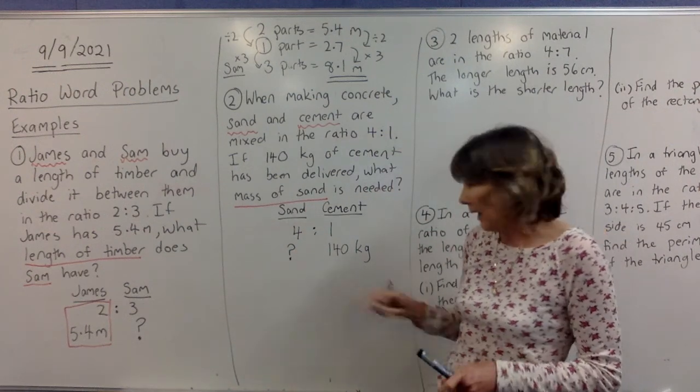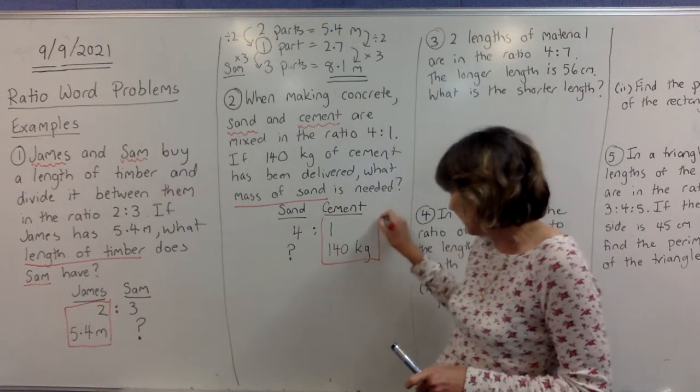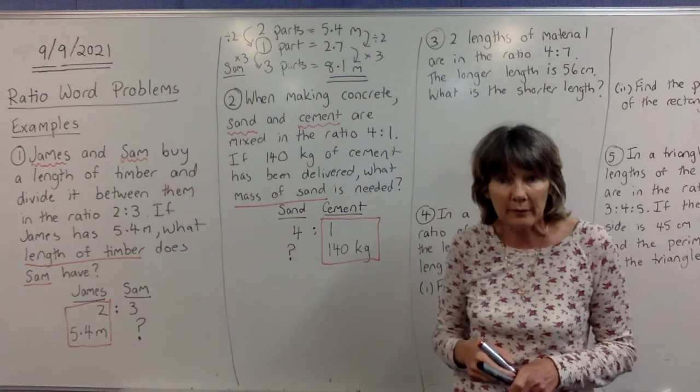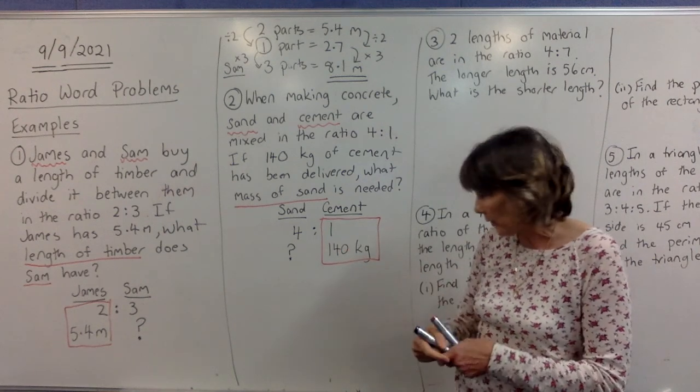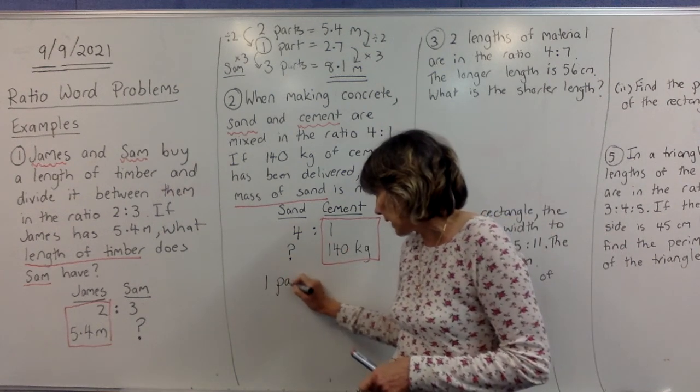So we get our red pen, put a box around here, and that's going to be the start of our working. So we have 1 part in the ratio equals 140 kilograms. We start with that.